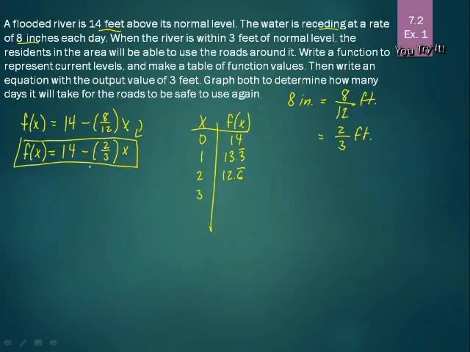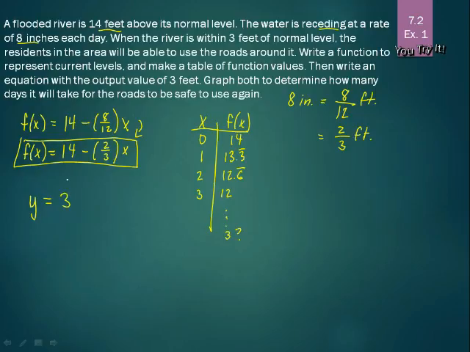If we put in 3, 14 minus 2/3 times 3, well, the 3's would just cancel to 1, and so that'd be 14 minus 2, which would be 12, and so on. And so we see that it's going down by 2/3 every single time, and so we want to know when this will equal 3 in the f of x section. And so to do that, it says write an equation with the output value of 3 feet. An output value of 3 feet, well, output is just the y, or f of x. And so, well, what if y is equal to 3?